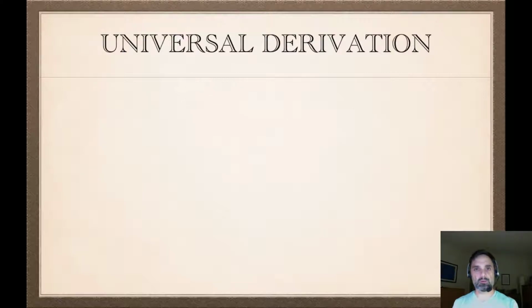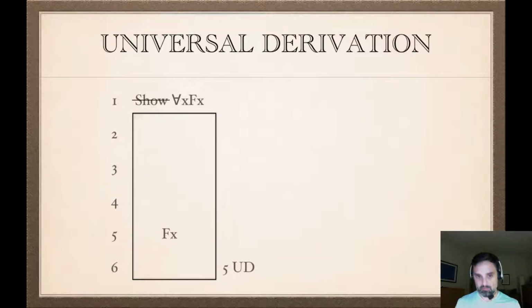So let's consider what universal derivation looks like in the system. We start with show for all x fx, and we proceed, and at some point we get fx. So this is the arbitrary object that has the property, and we cite the line on which it occurs for universal derivation.